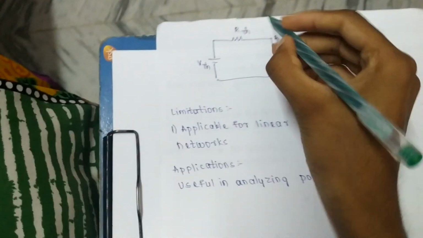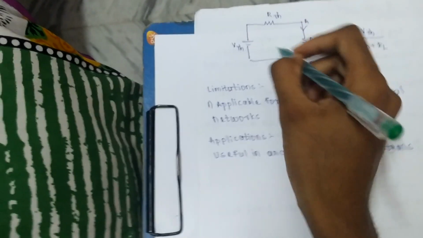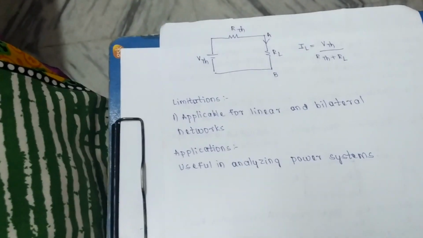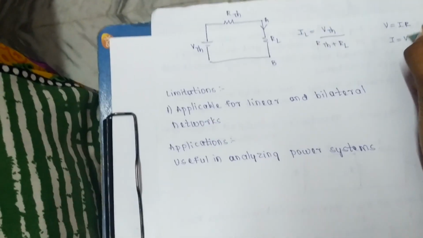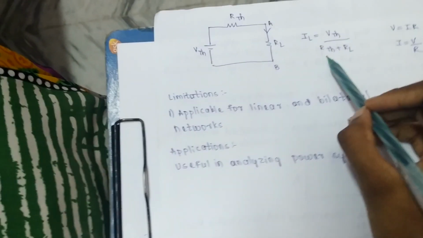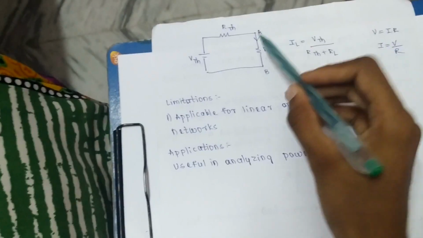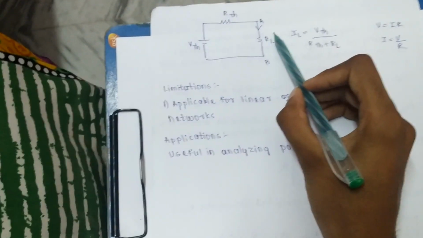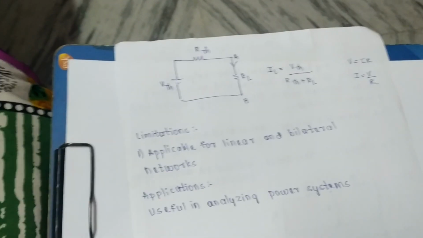Now my question is, I need to find the current through this load resistance. Simply for this, if I apply Ohm's law, it's completed. From Ohm's law, V is equal to IR, then I is V by R. Here the voltage V is V Thevenin. Both are in series, so I wrote R is equal to R Thevenin plus RL. In this way, we find the current through the load resistance RL. So this is the way of converting the given circuit into its Thevenin's equivalent and finding the current through the load resistance.